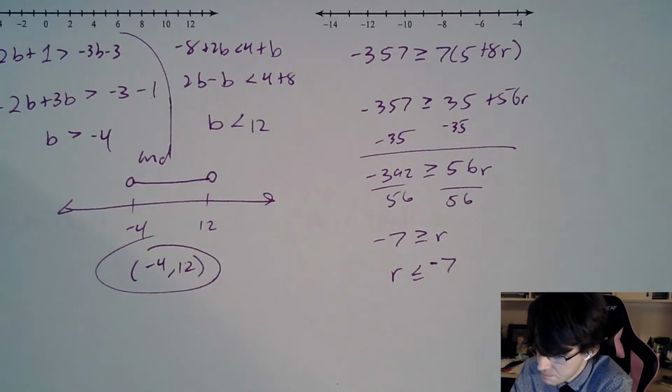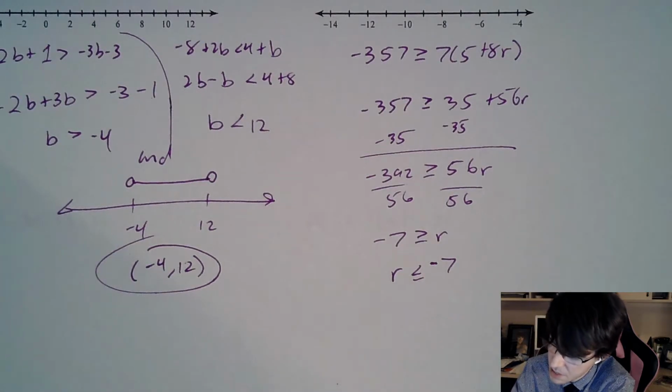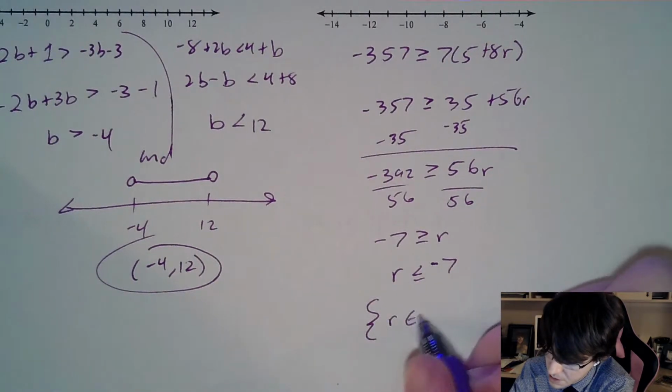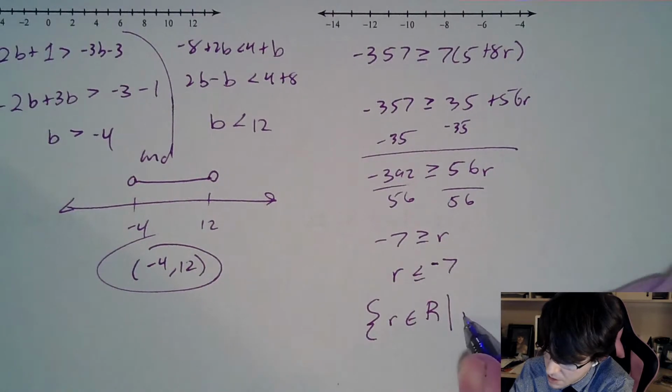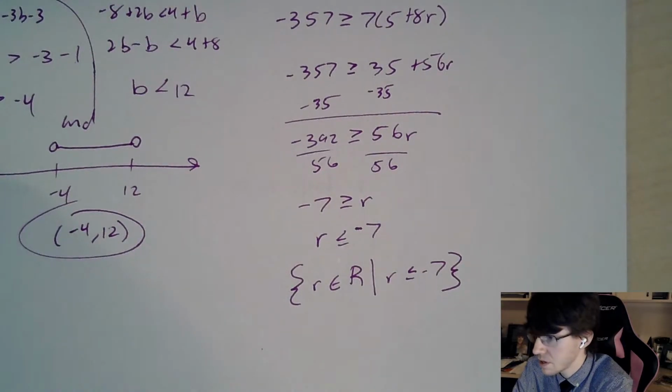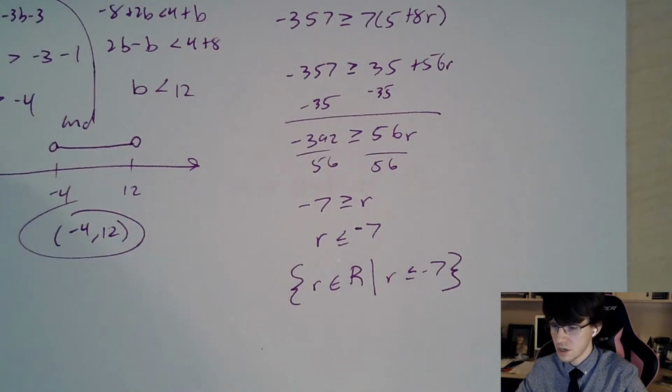All right, double check it, didn't make a mistake. Looks good. All right, and now r is less than or equal to negative 7, and we have to do it in set builder notation. So now we have little r is an element of big R, and then we just copy it. There we go. Oops, couldn't even see what I wrote. There you go, now you can. Good stuff. Let's continue on.